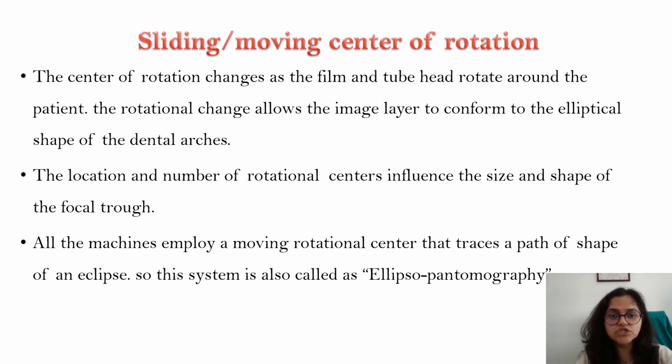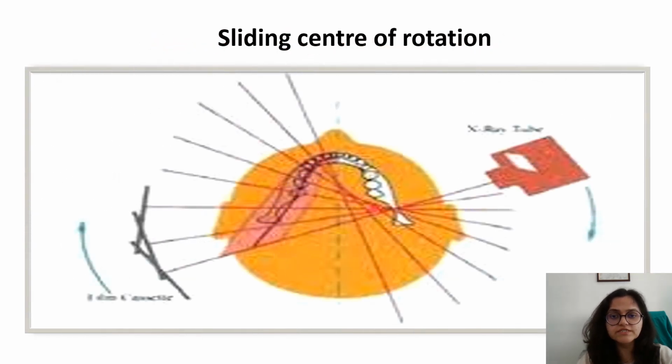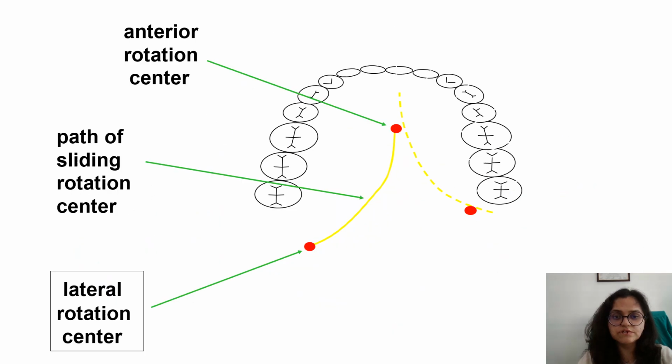The center of rotation changes as the film and the tube head rotate around the patient. The rotational changes allow the image layer to conform to the elliptical shape of the dental arches. The machine employs a moving rotational center that traces a path in the shape of an ellipse, so the system is also called ellipsopantomography.